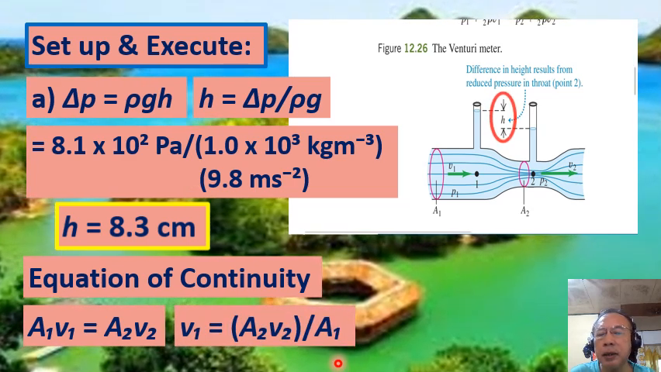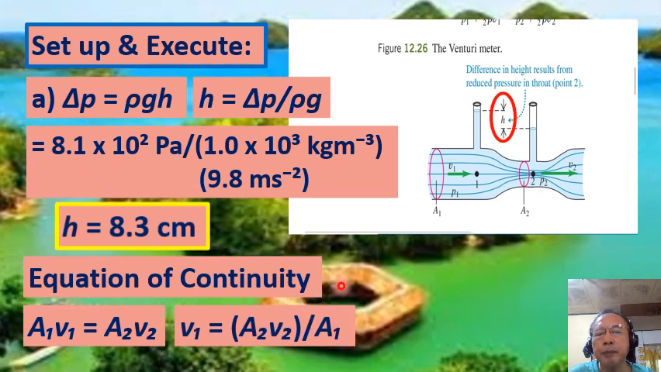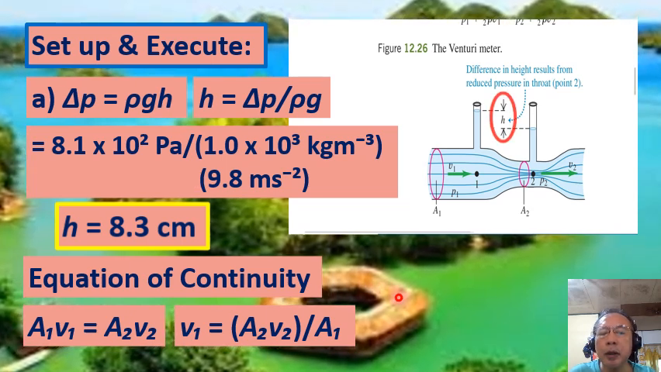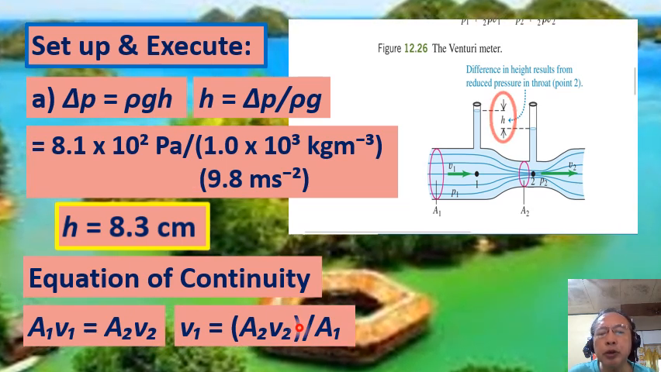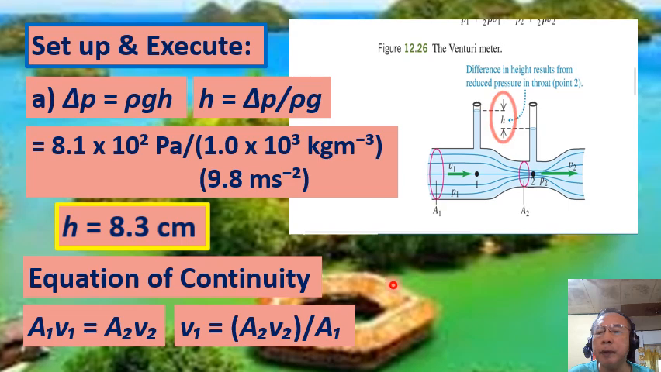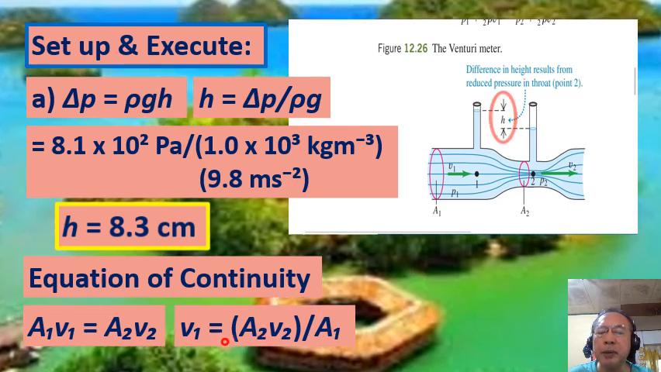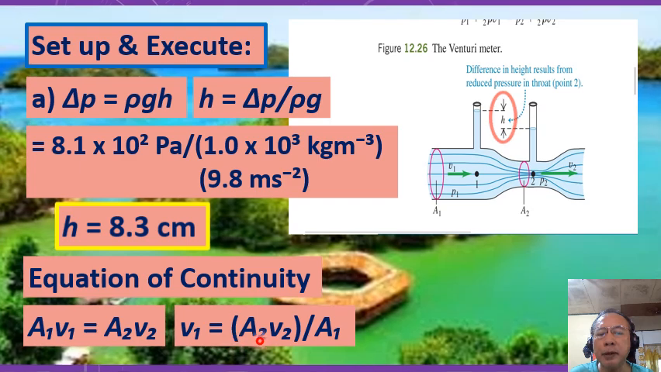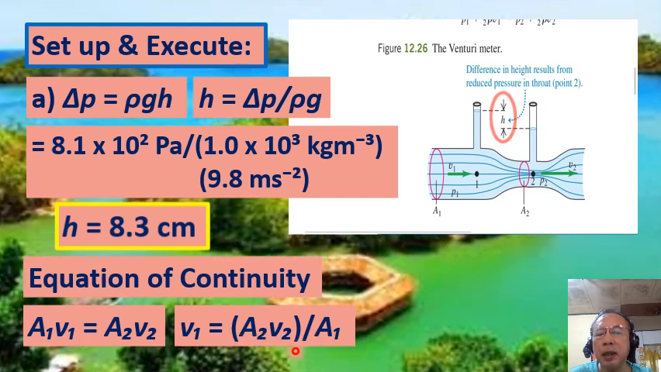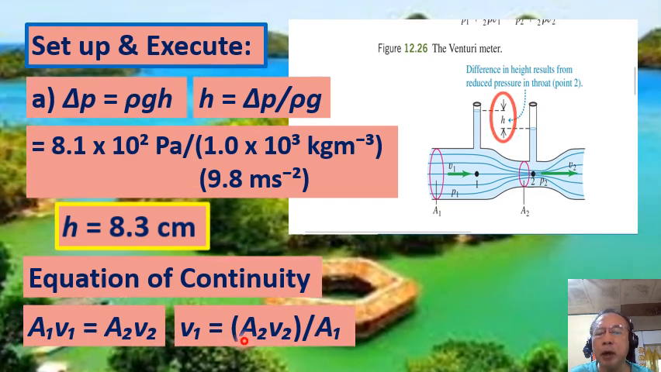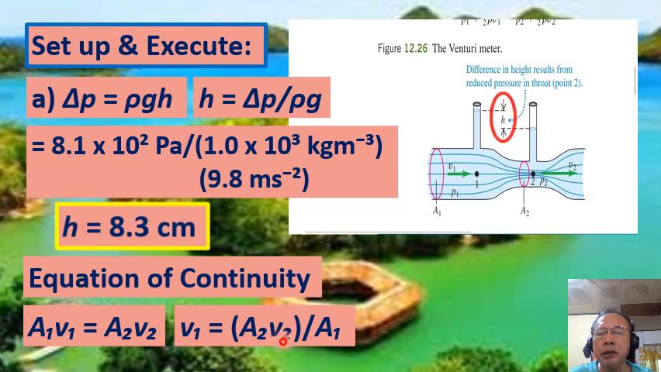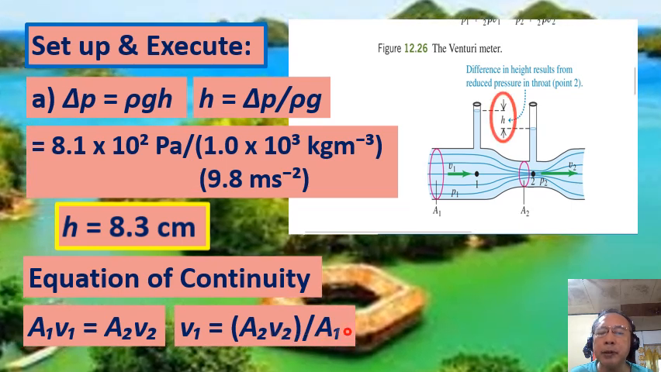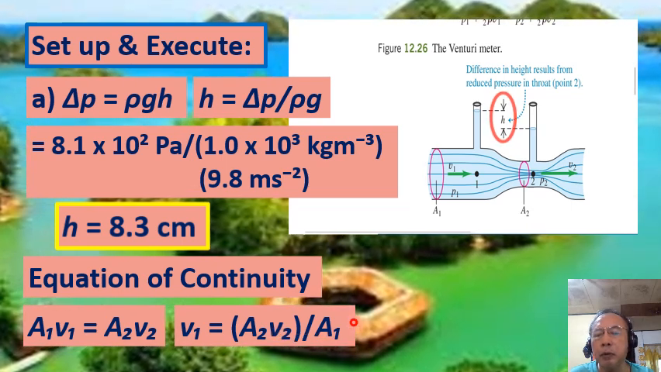And to determine the magnitude of the velocity v sub 1, or the speed v sub 1, of course, we just isolate v sub 1 and come up with this equation. v sub 1 equals quantity A sub 2 times v sub 2 divided by A sub 1.